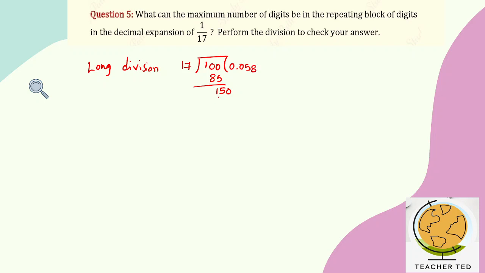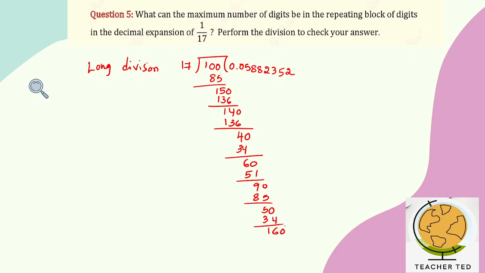17 8s are 136. So that is 14 as a remainder, 140. Again 17 8s are 136. 4 is the remainder, 17 2s are 34. 6 as a remainder, 17 3s are 51. So 9 as a remainder, 17 5s are 85 again, and 5 as a remainder, 17 2s are 34. So 16 as a remainder, and put one more 0 here.